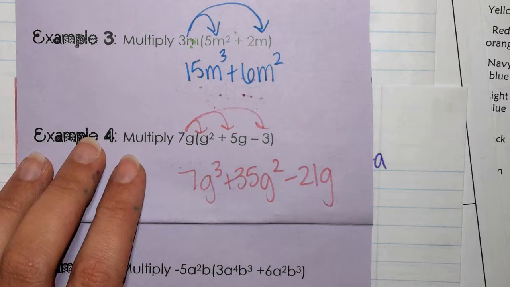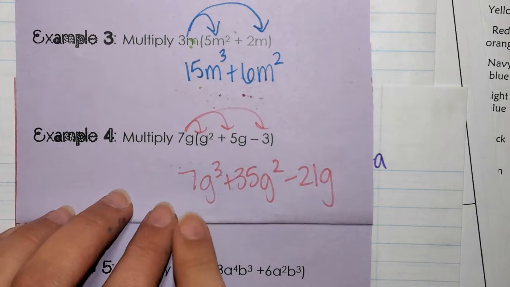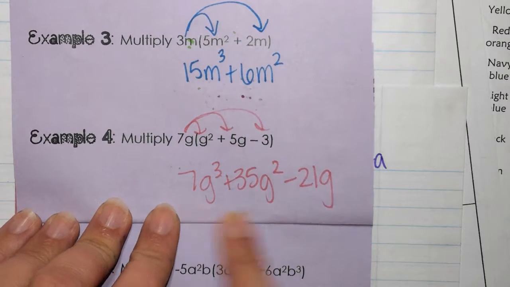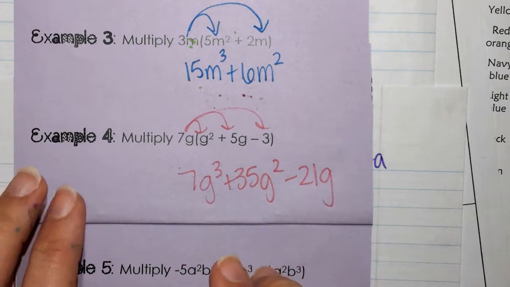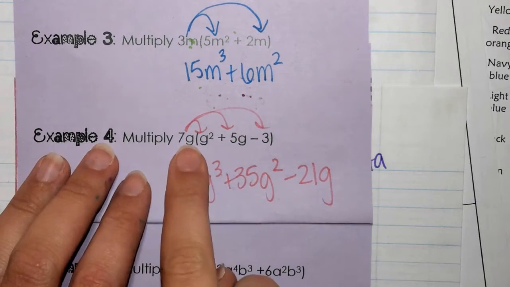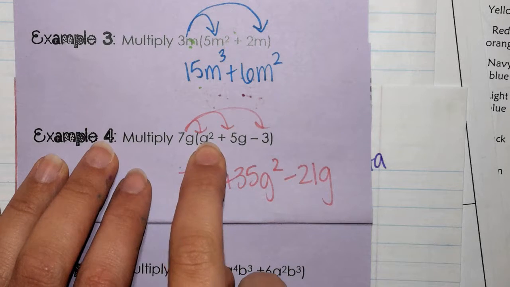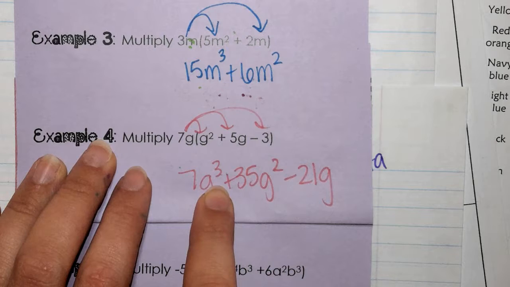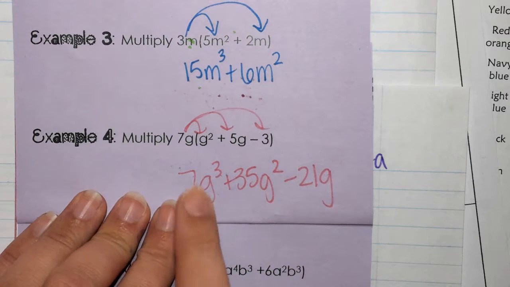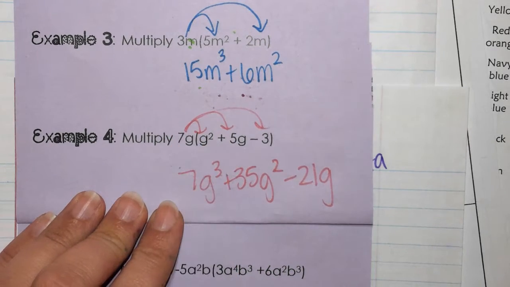Okay, Kobe, what don't you understand? What part of it? Is it where we got the 7 or the 3? I need to know. When you multiply like bases, you add the exponents. So 1 plus 2 is 3.